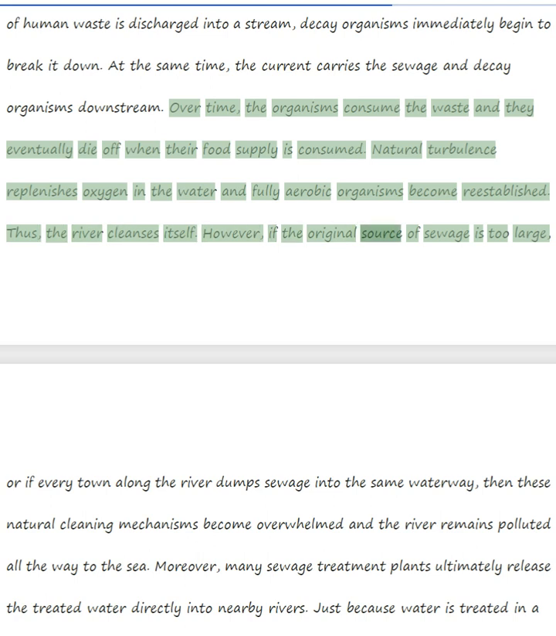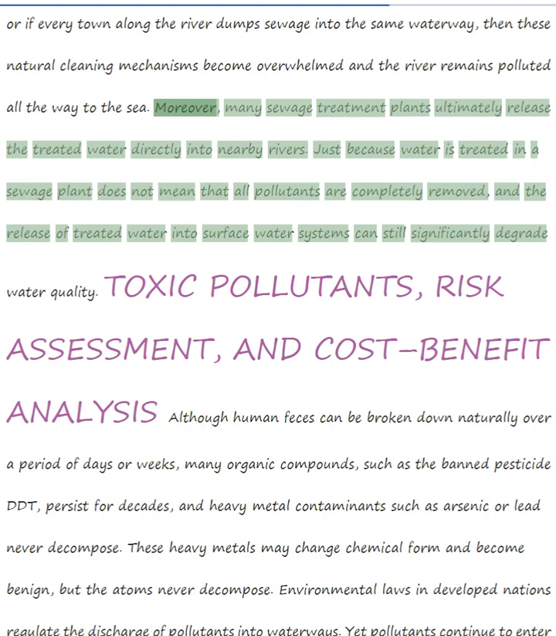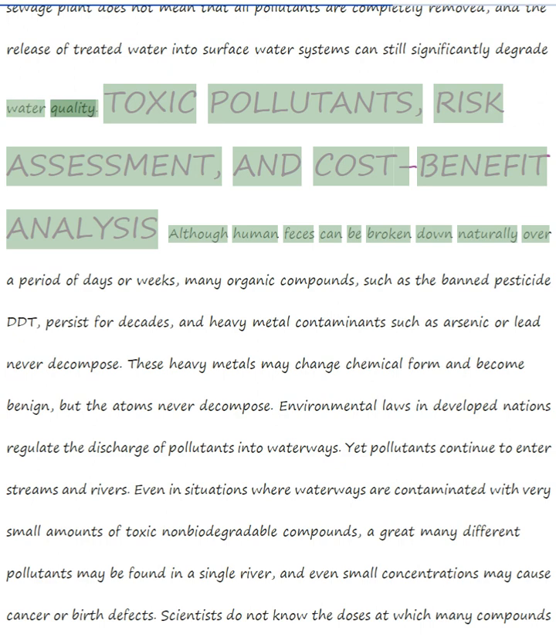However, if the original source of sewage is too large, or if every town along the river dumps sewage into the same waterway, then these natural cleaning mechanisms become overwhelmed and the river remains polluted all the way to the sea. Moreover, many sewage treatment plants ultimately release the treated water directly into nearby rivers. Just because water is treated in a sewage plant does not mean that all pollutants are completely removed, and the release of treated water into surface water systems can still significantly degrade water quality.